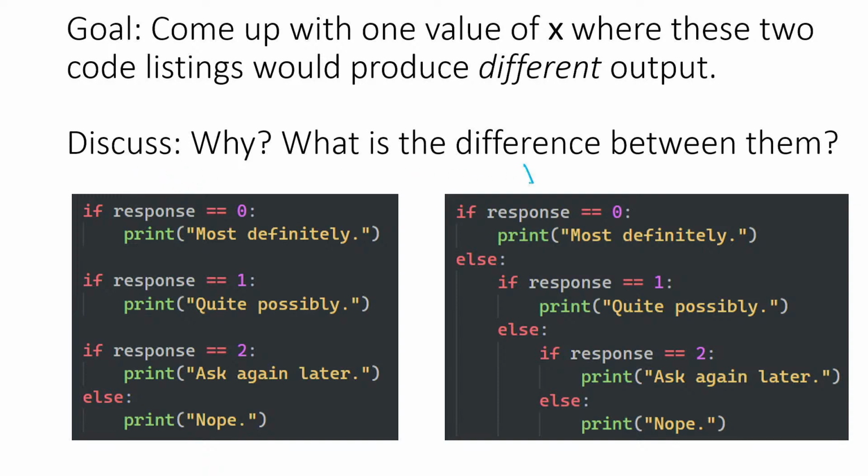Now, if we compare that to this example, if we entered 0 here, we would print most definitely, but notice this else block contains all of the other logic, so we would skip right past it and continue on in the program, and nope would not print. In fact, as this is written, the only way it would get nope is if we provided some number that wasn't 0, 1, or 2. Whereas in this example, on the left, if we had given a response of 1, we would have printed quite possibly and then nope, right?